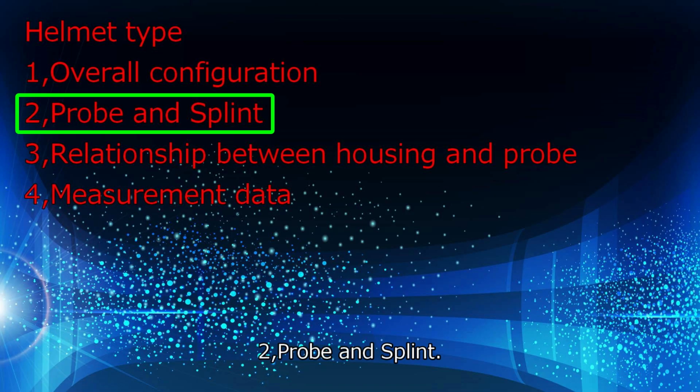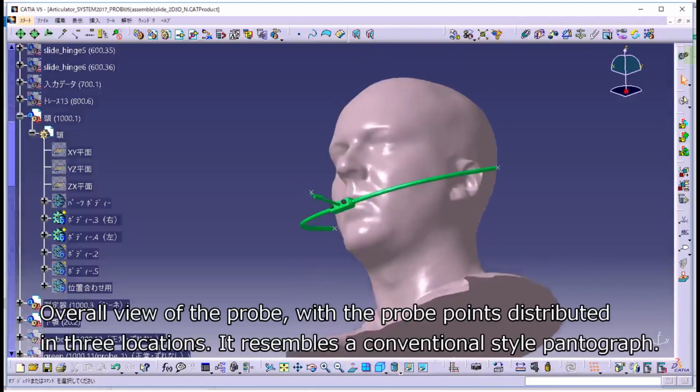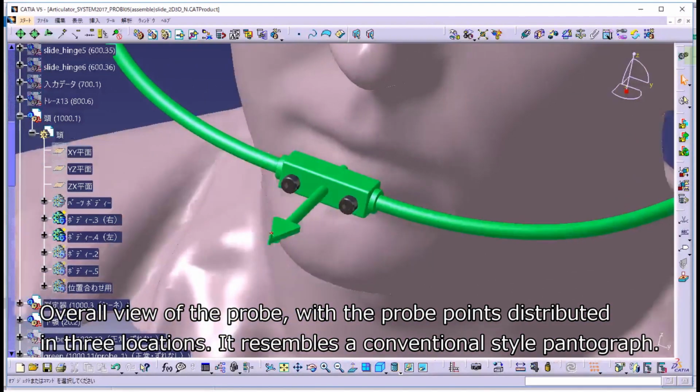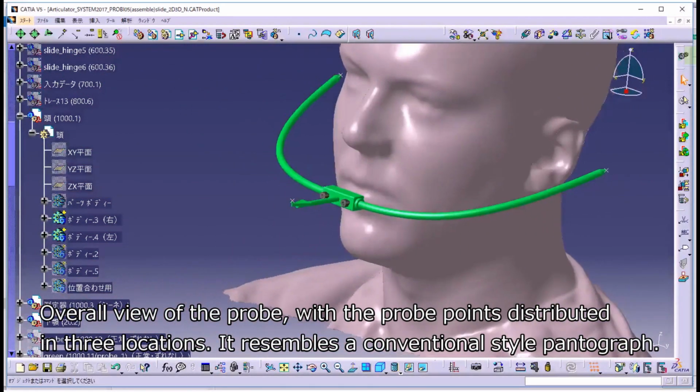2. Probe and splint. Hide the helmet section and housing section. Overall view of the probe, with the probe points distributed in 3 locations. It resembles a conventional style pantograph.